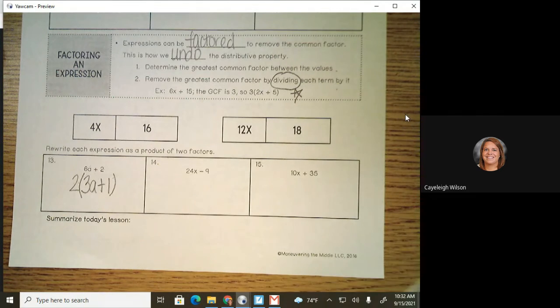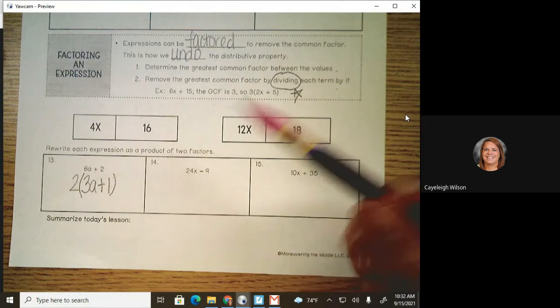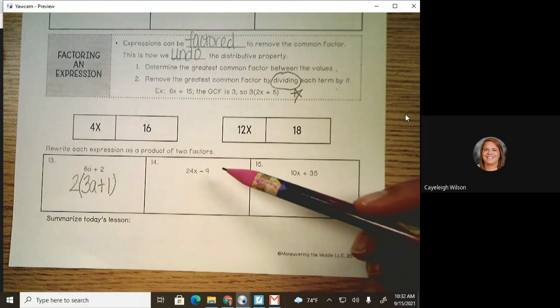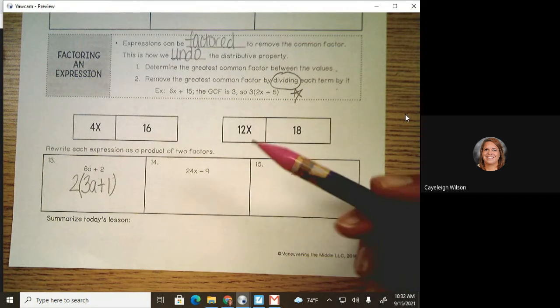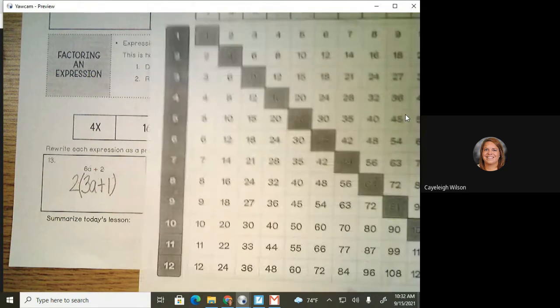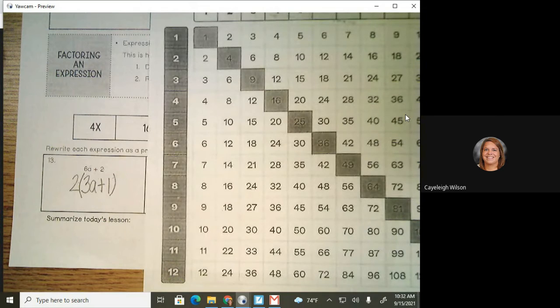Okay. All right, let's do this next one together. So I'm rewriting it as a product. So 24x minus 9. Let's get our multiplication chart and start looking for 24 and 9 in the same row. Don't yell it out. Let's give everybody a chance to look for 24 and 9 in the same row. I'm going to give everybody a minute first. No working ahead, Terry.